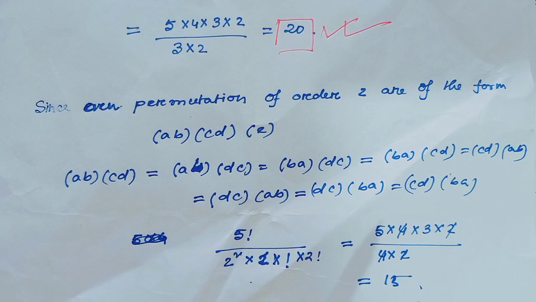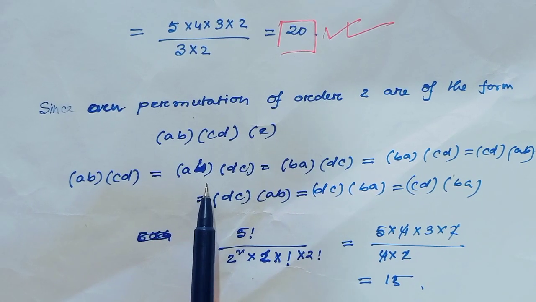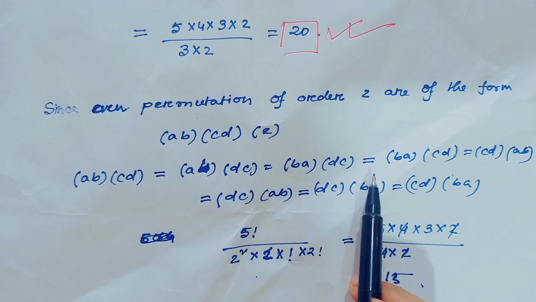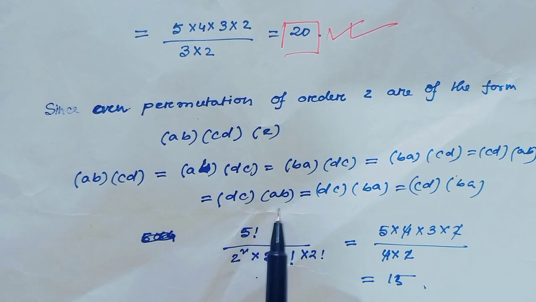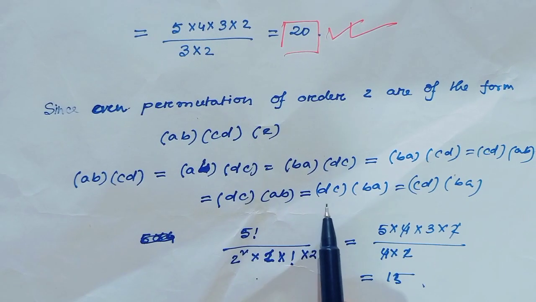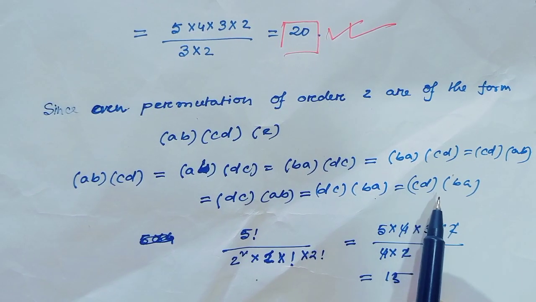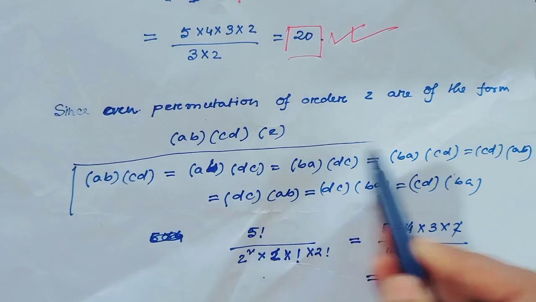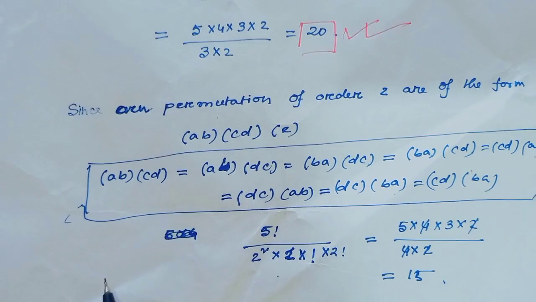So, in A5, (a b)(c d) is always equal to this type of cycle: (b a)(d c), (b a)(c d), (c d)(a b), which is equal to (d c)(a b). This can be equal to (d c)(b a) and this can be equal to (c d)(b a). This type of cycle always would be equal.